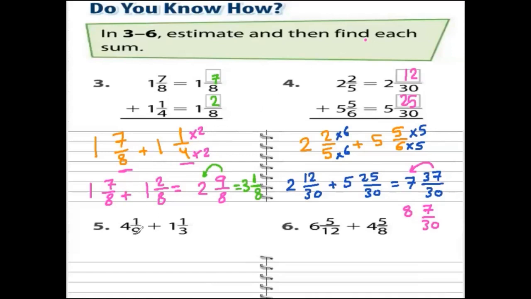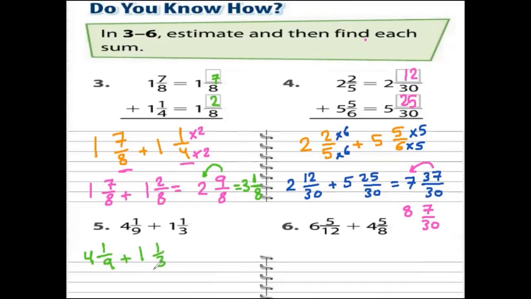4 and 1 over 9 plus 1 and 1 over 3. I'm going to write them in here. 4 and 1 over 9 plus 1 and 1 over 3. I'm going to add the fractions only. Okay, add the fractions. 3 and 9, no, they are different.